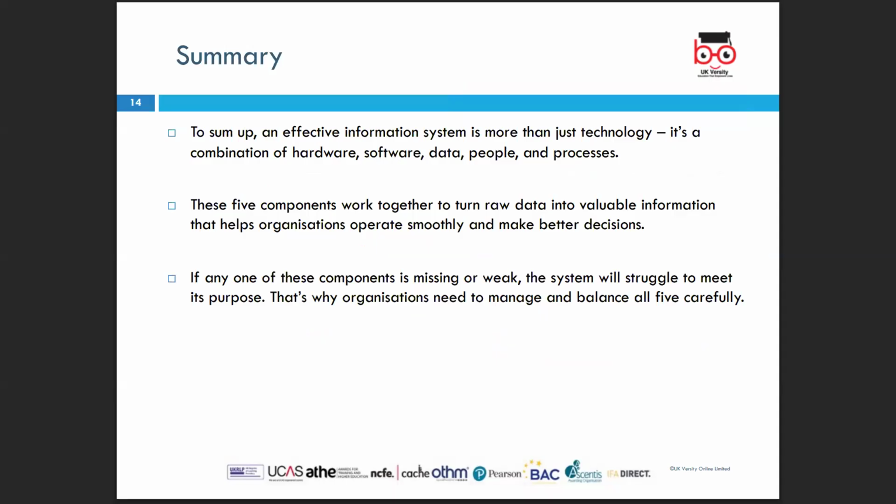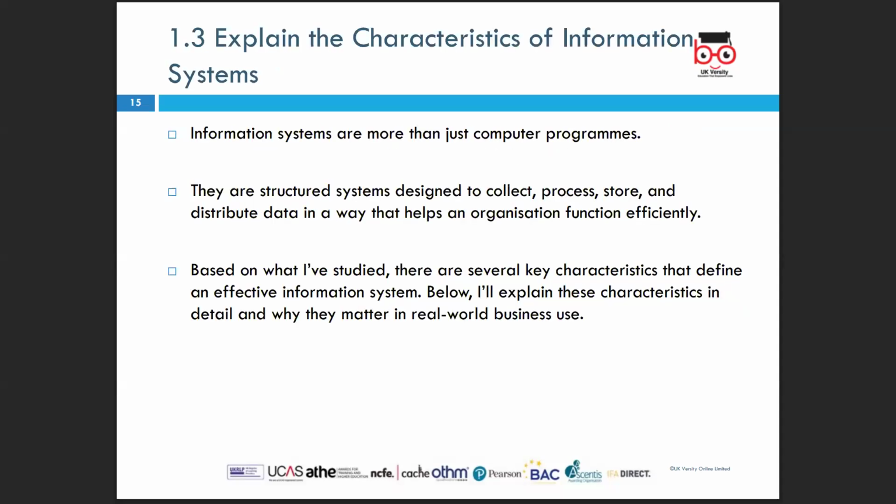So to sum up, an effective information system is more than just technology. It's a combination of hardware, software, data, people, and processes. These 5 components work together to turn raw data into valuable information that helps organizations operate smoothly and make better decisions.